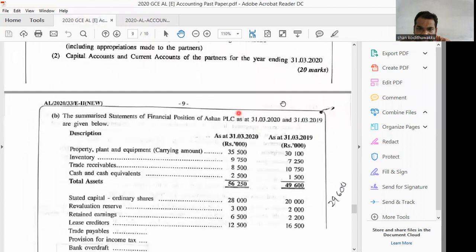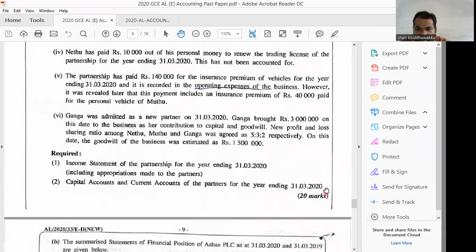Right. That is the end of partnership accounts. You are going for 20 marks at least within 30 minutes. You have to complete the discussion at the examination. For 1 mark, you can take a maximum of 1.8 minutes.